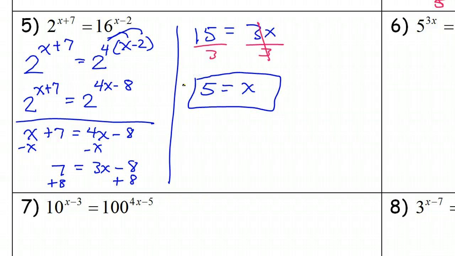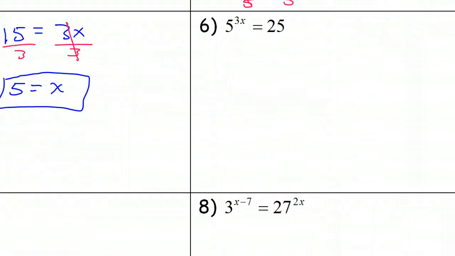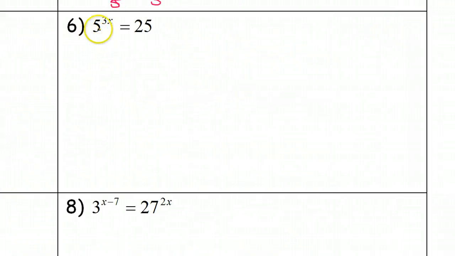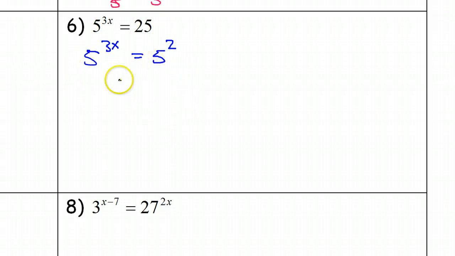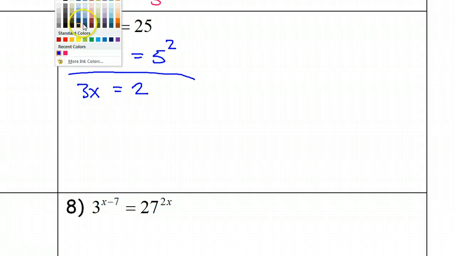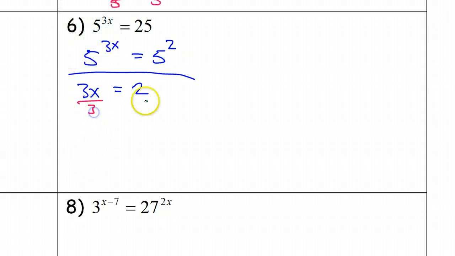All right, number 6. 5 is a prime number, so that won't be changing. But 25 can be written as 5 squared. So since the bases are the same, then the exponents must be the same. So 3x must equal 2. Divide by 3. And we see that x is equal to 2/3.